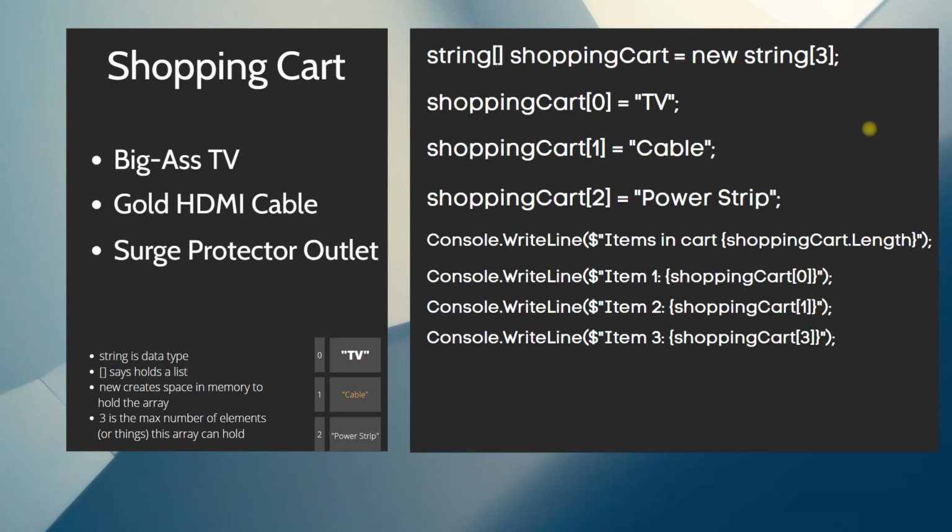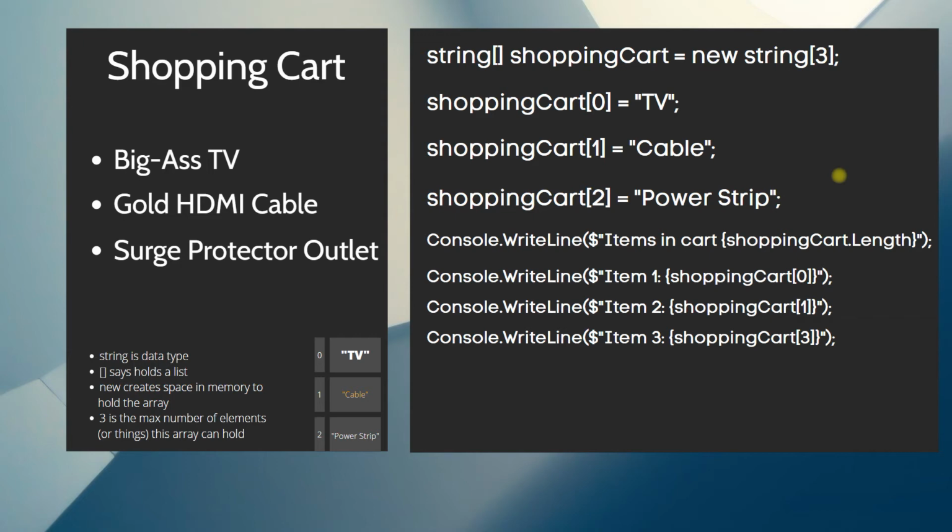So let's go a little further with that. We create our new string array shopping cart. We give it 3 elements that it can hold. We set element 0 to TV, 1 to cable, 2 to power strip. Arrays come with some built-in properties that'll help you out, like length. Length will tell you how many items are in your shopping cart.